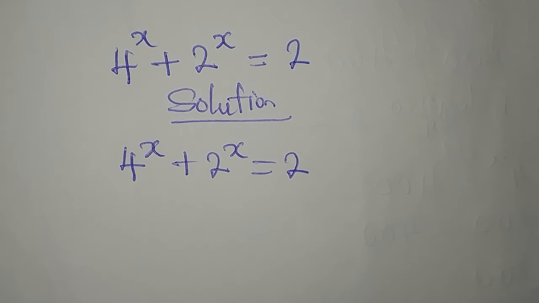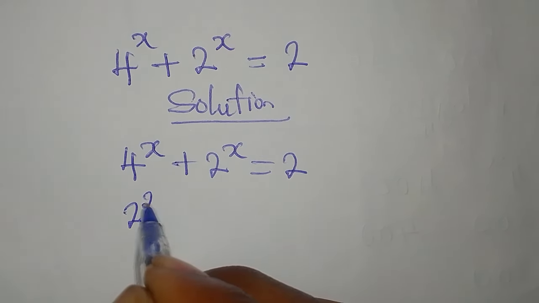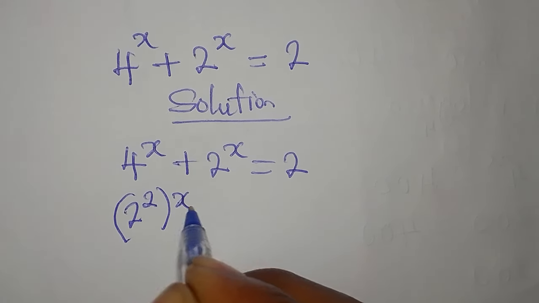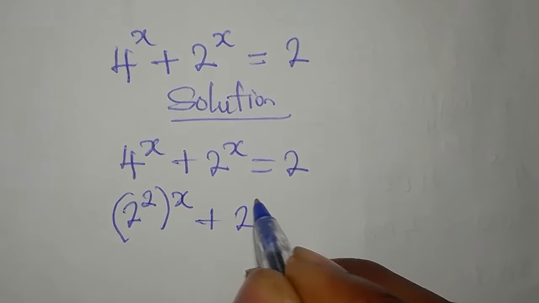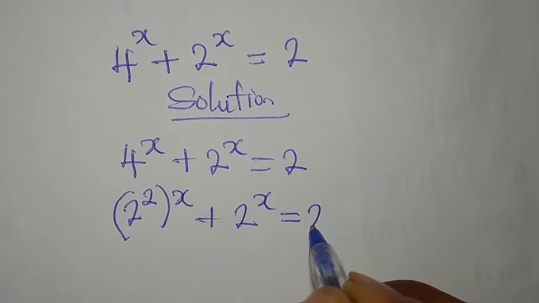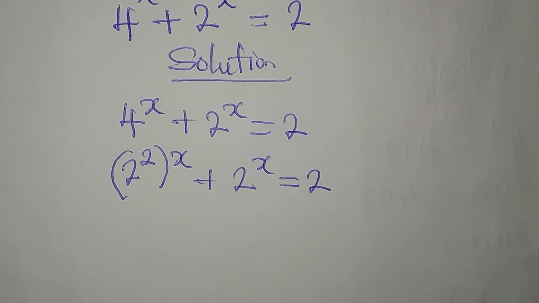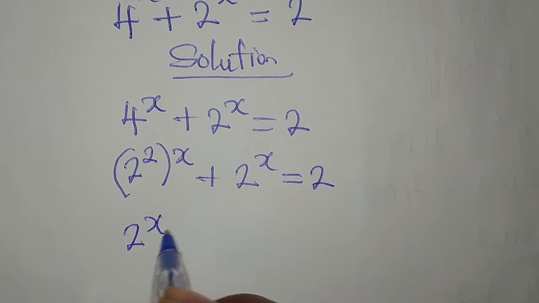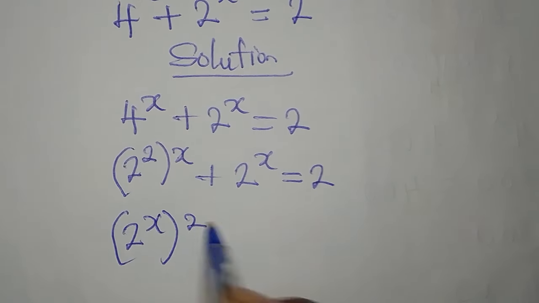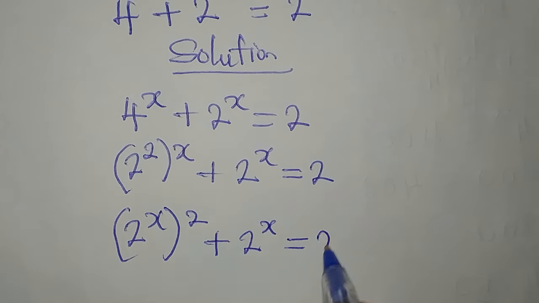Now let's go. 4 to the power of x is the same as 2 squared to the power of x. Then plus, we have 2 to the power of x, and this is equal to 2. Now, let's work on this power here to get 2 to the power of x to the power of 2. Then plus 2 to the power of x equals 2.